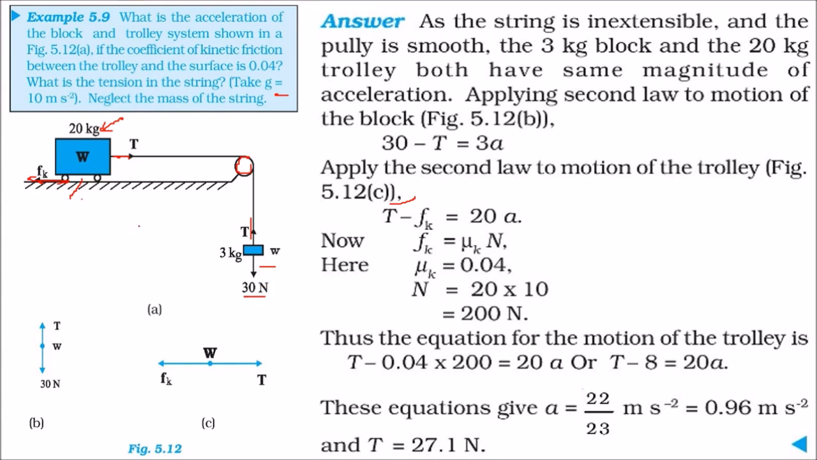So let us make the free body diagram of these two parts. First we'll make this one. We have a tension here, and of course 30 Newton is acting downwards. So 30 minus T is the actual force which will give you mass into acceleration. Mass is 3 kg. So 30 minus T equals 3 into a. In this case, we have tension here, and Fk is opposing, and this is 20 kg. So T minus Fk will be equal to m into a. Mass in this case is 20 kg. So T minus Fk will be 20a.